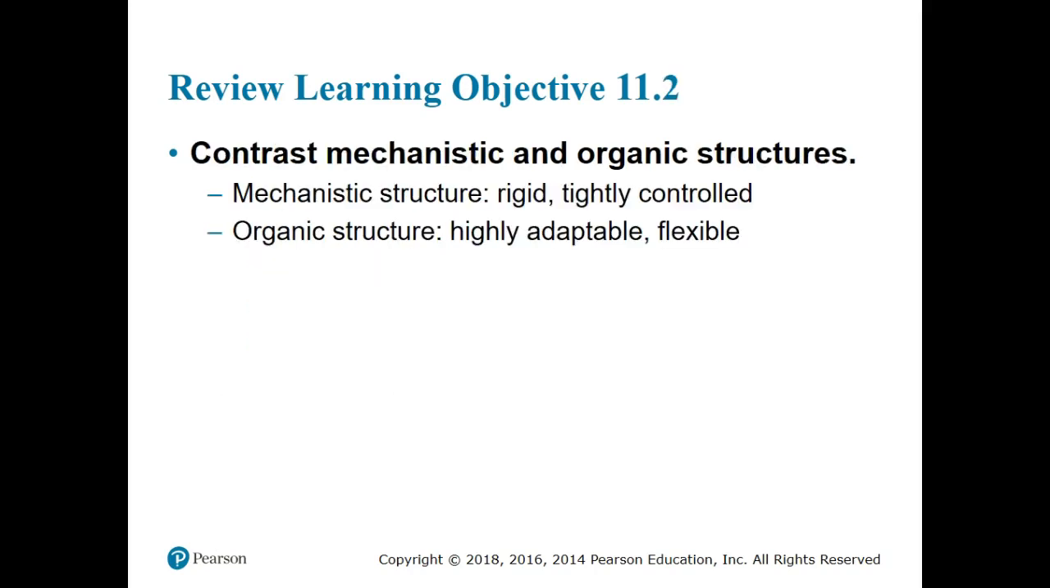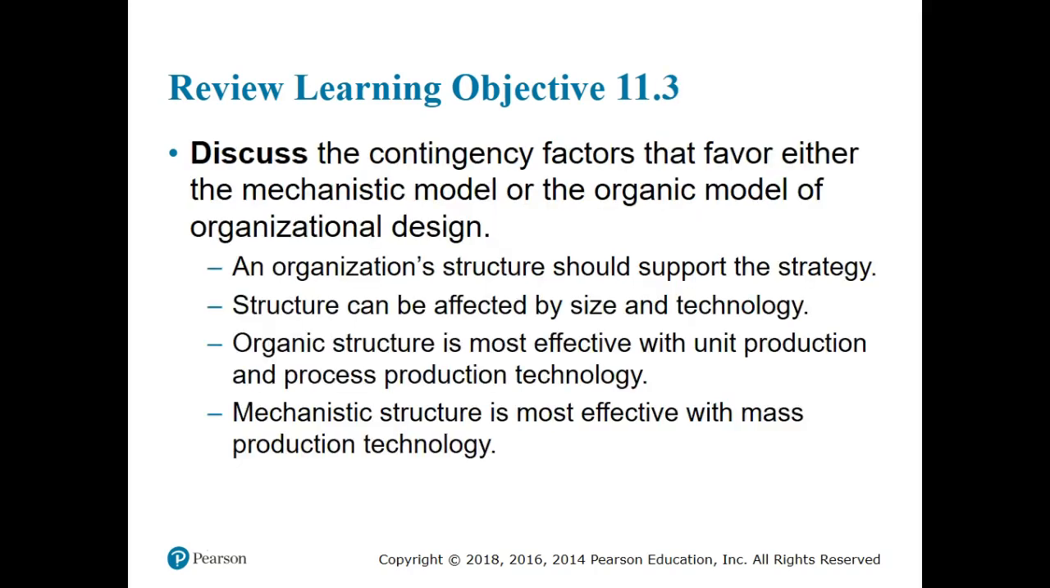So, in review of our second learning objective, a mechanistic organization is a rigid and tightly controlled structure. An organic organization is highly adaptive and flexible. And in review of our third learning objective, if the strategy changes, the structure also should change. An organization's size can affect its structure up to a certain point. Once an organization reaches a certain size, usually around 2,000 employees, it's fairly mechanistic.